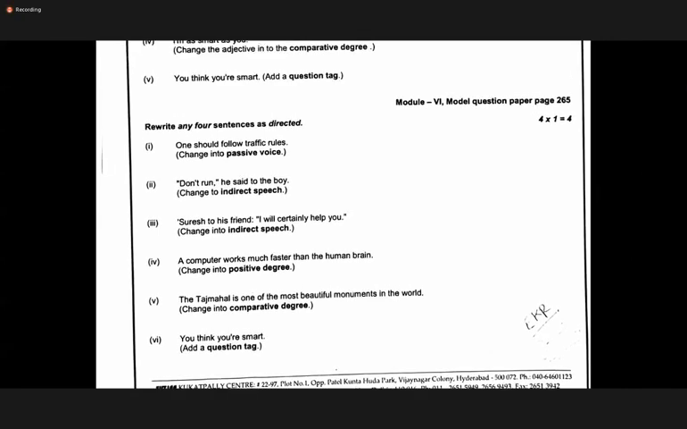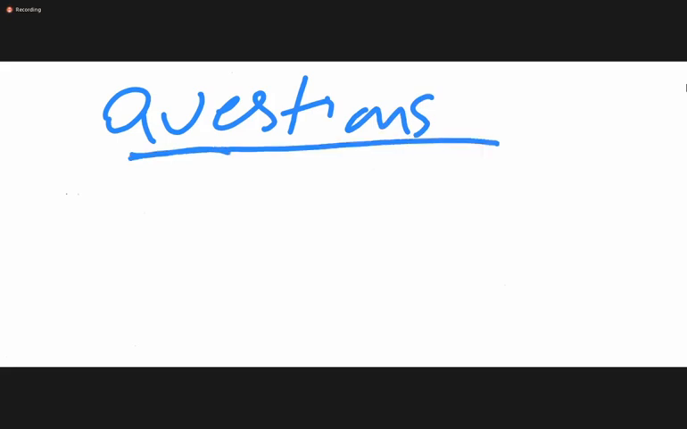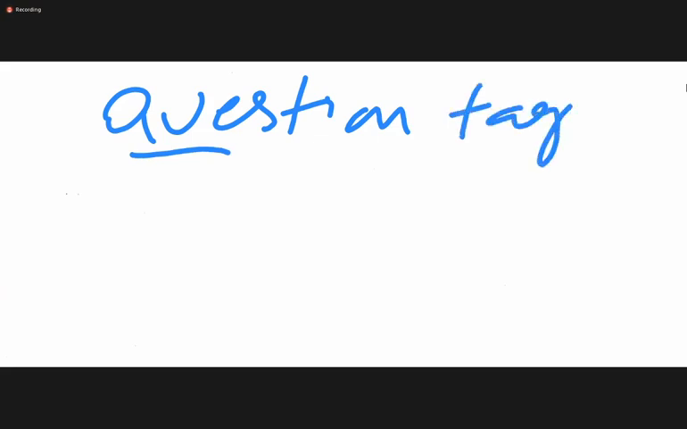So first, what is question tag? I am explaining. So question tag is generally used in conversations. Question tag is used in conversations. And it is different from the general questions. So in case of general question, of course, in the language, we have 2 types of questions. One is yes, no type, and second one is WH type. But question tag is different from the general questions.